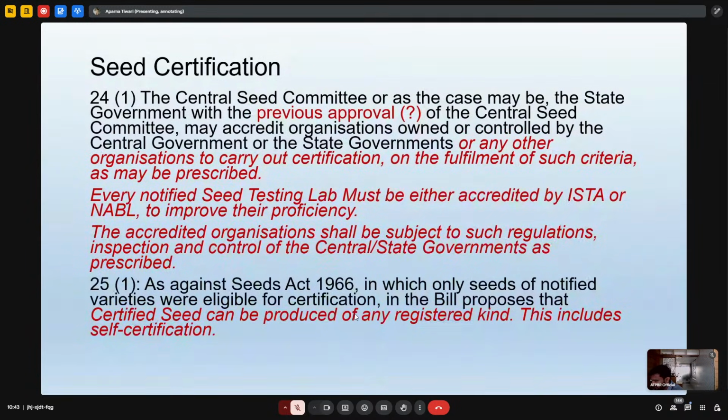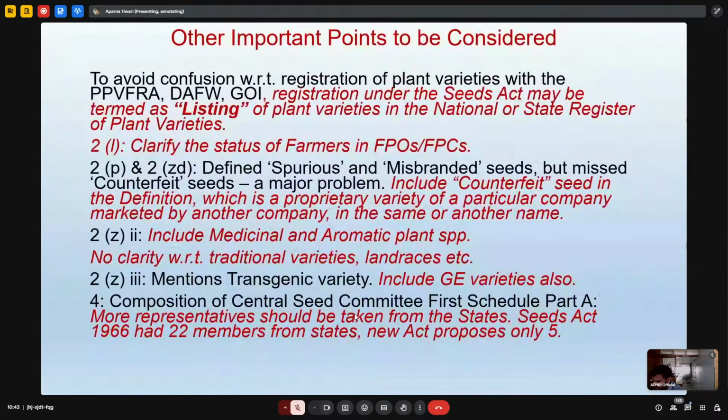As against the Seeds Act 1966, in which only notified varieties were certified, this bill is also very progressive in the sense that it allows certified seed production of even registered varieties, registered kind. Not notified, sorry, registered varieties. Next one, please. I will come to the registration word again.